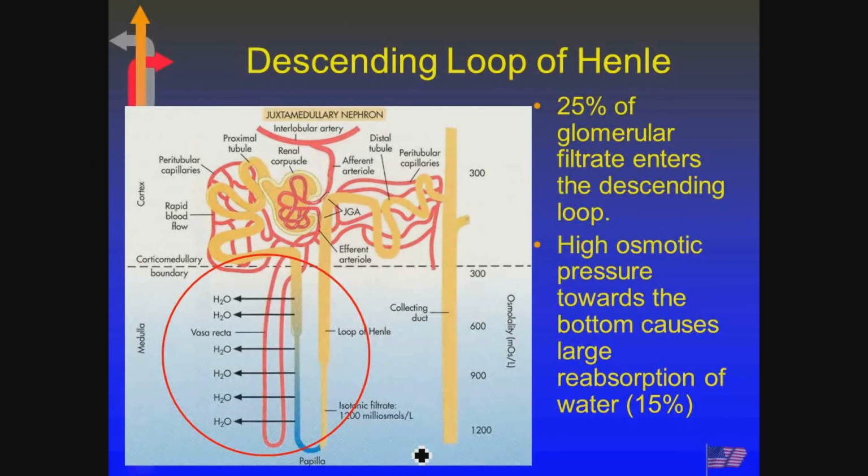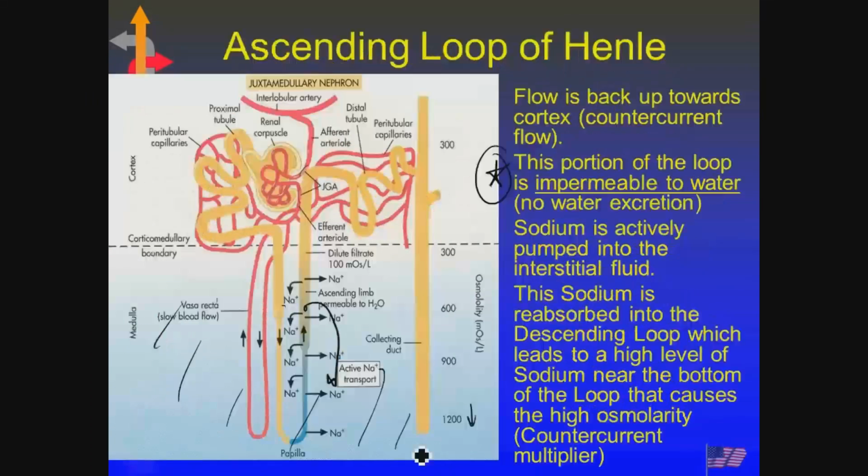The descending loop is permeable to water and impermeable to ions. So this is where another 25% of the water is reabsorbed. 65% was reabsorbed in the proximal convoluted tubule. Here's another 25% that ends up happening. And again, it's because of that high sodium content that we end up having that high osmotic pressure and lots more water pulled off. Does that make sense?